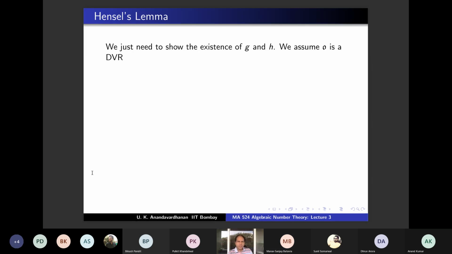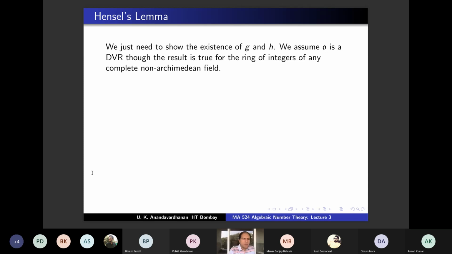So we assume O is a DVR, a discrete valuation ring. My valuation is discrete, though the result is true more generally, but then the proof is a bit more complicated. So I will stick to this.